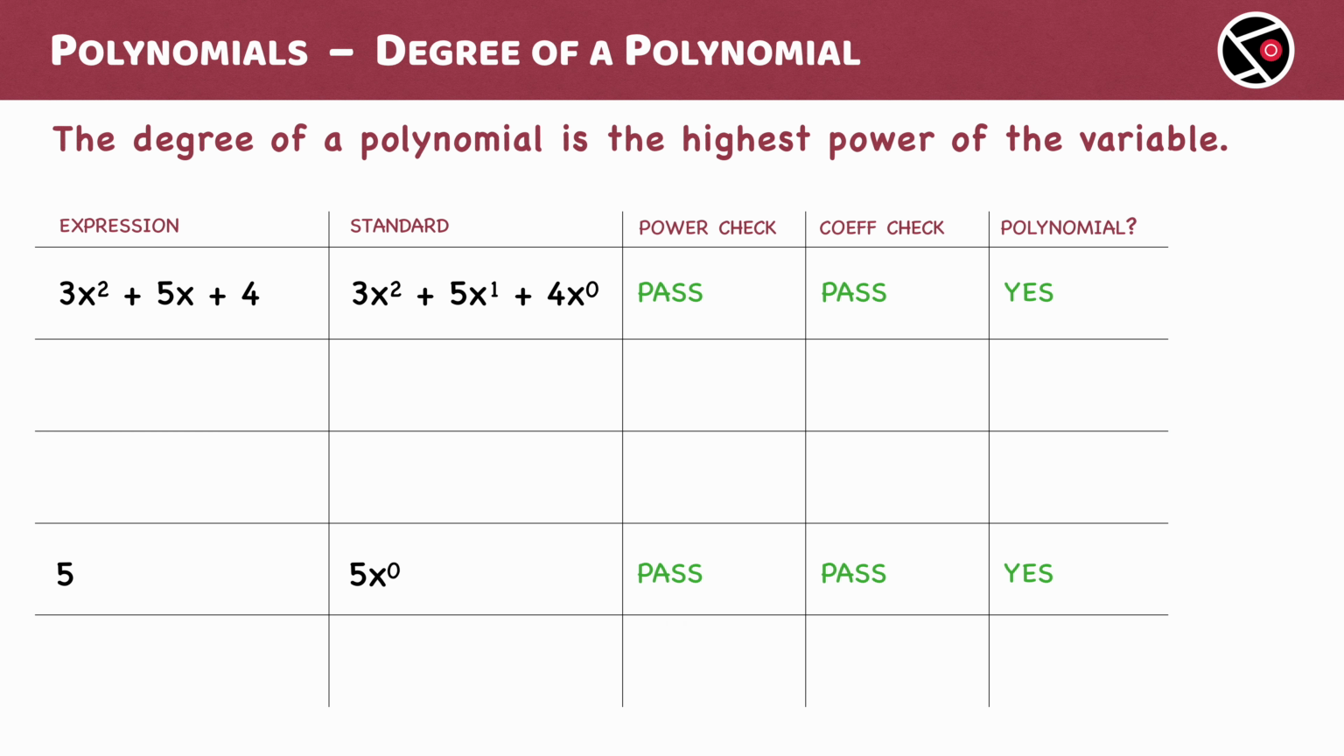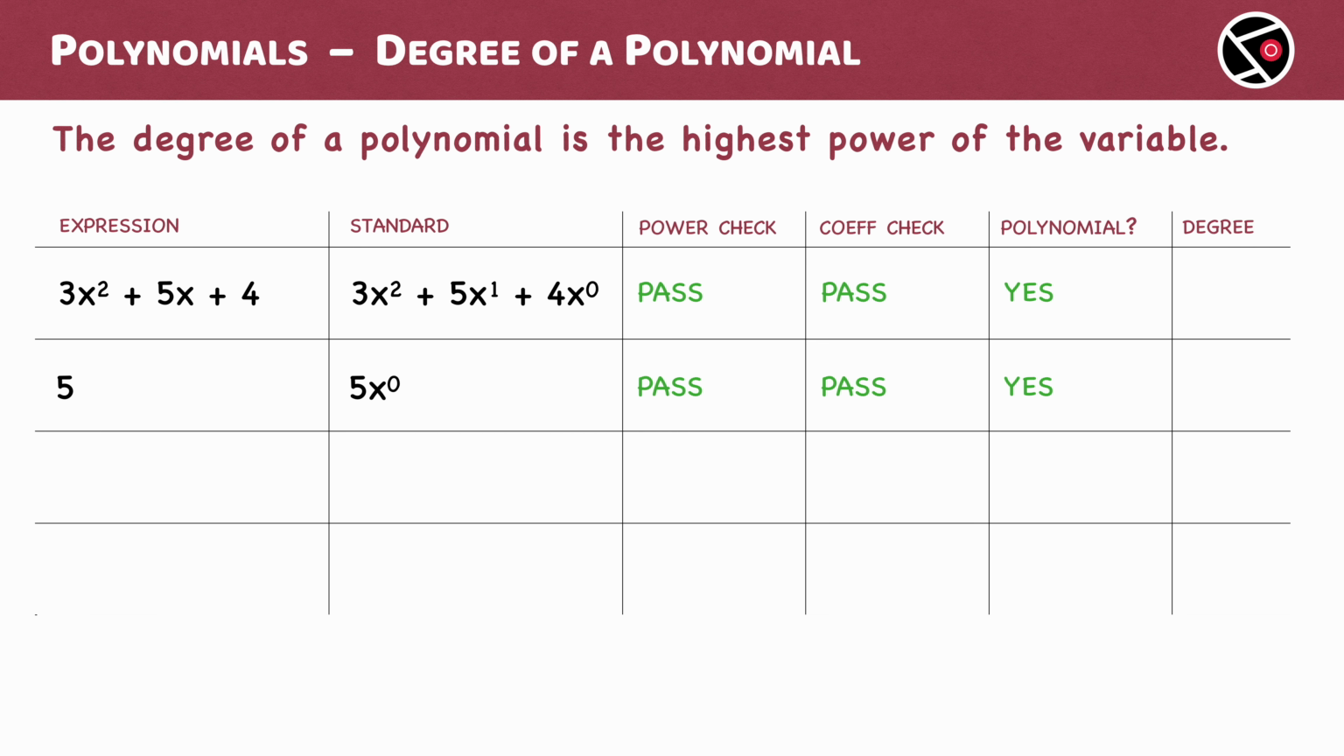And now, let's add a new column for the degree. The first expression is 3x squared plus 5x plus 4. To find the degree, we simply look for the highest power of the variable. Here, the powers of x are 2 in the first term, 1 in the second term, and 0 in the third term. The highest power is 2. So this is a polynomial of degree 2.